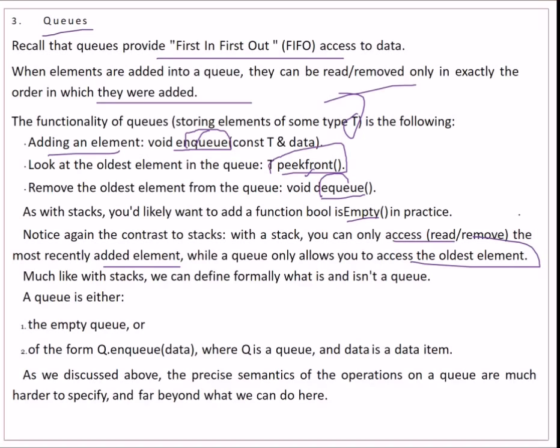So much like the stack, we can define formally what is and isn't a queue. So what is a queue? We have seen already that it may be an empty queue or of the form queue.enqueue(data), that is, empty plus some data, where queue is a queue and data is an item. The precise semantics of this operation on a queue, we may discuss somewhere.